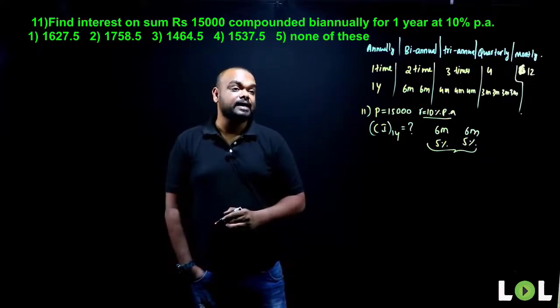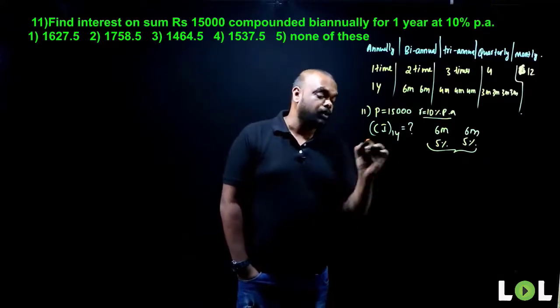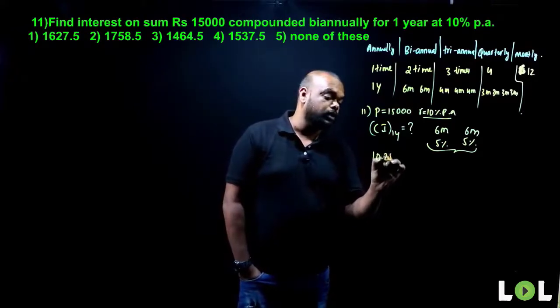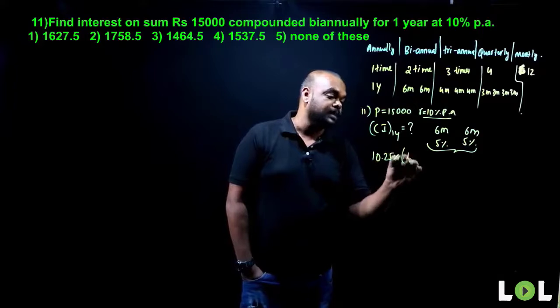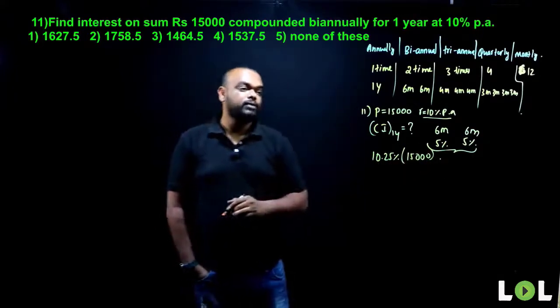We have already calculated that earlier. You have to tell me. Sri Lakshmi, perfect. That will be 10.25% of principal. That is 15,000. Okay. Perfect, guys. Nandini.